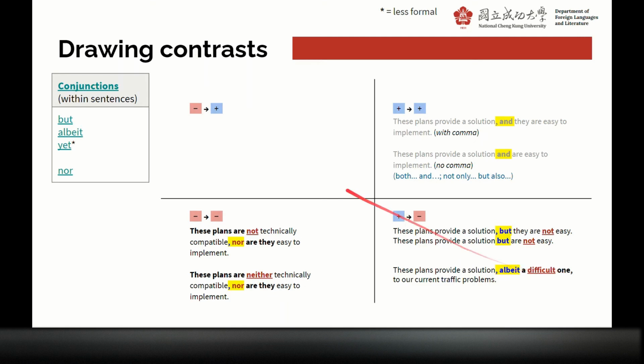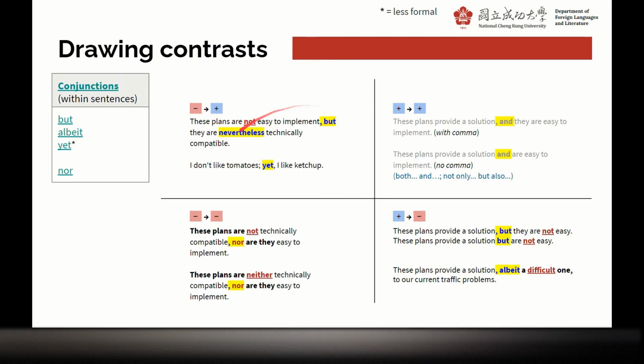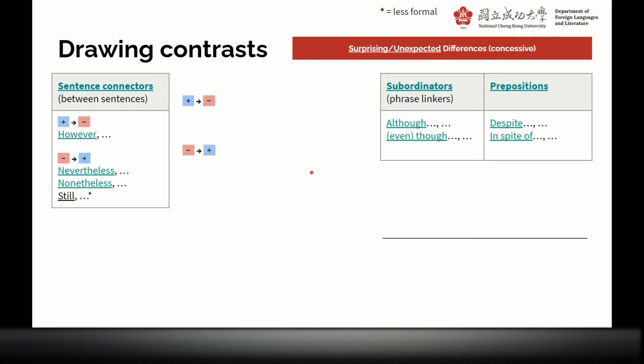If it's from negative to positive, you can use but and then nevertheless. These plans are not easy to implement, but they are nevertheless technically compatible. And a less formal version would be using yet. I don't like tomatoes, yet I like ketchup. So if you have one point and then you're trying to make a second point that is somewhat surprising or unexpected in what it says, you can use these sentence connectors.